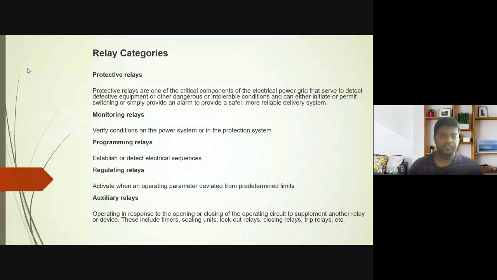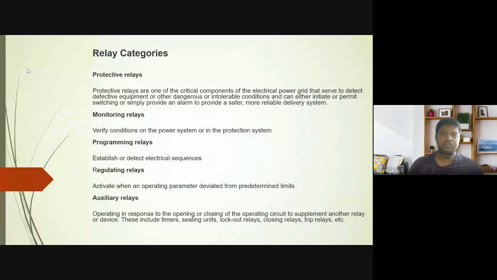So what are the different types of protective relays? There are a lot of types of protective relays. Protective relays are mainly used in the substations, in the distribution systems, where the electrical power is being supplied to the load. In the event of any short circuit or any dangerous conditions, the system has to give an alarm, or if it is more dangerous, then it has to trip the system. So there the protection relays are used.